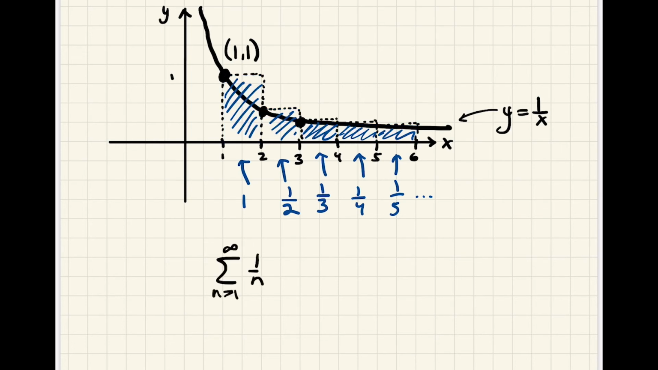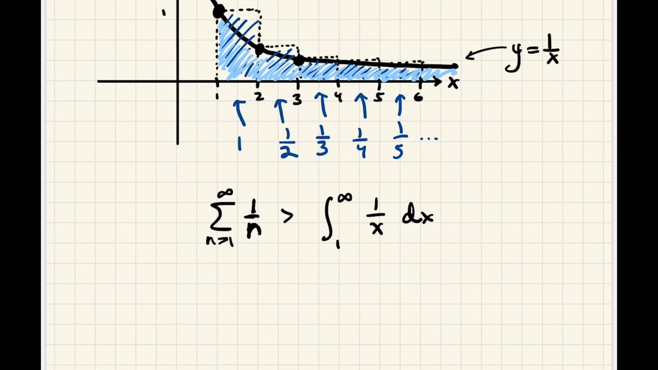And would you further accept that the sum of the rectangles would be greater than the precise area under the curve, because the rectangles are always a little bit taller than the curve, which means that we could say that the terms of the harmonic series exceeds the integral from 1 to infinity of the function 1 over x dx.